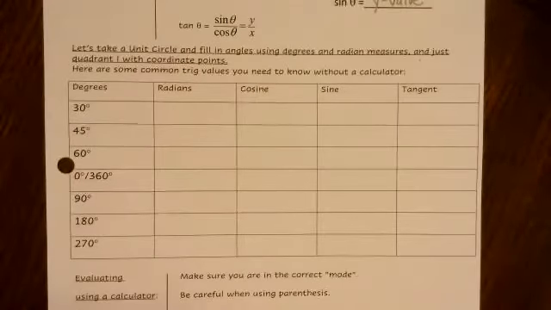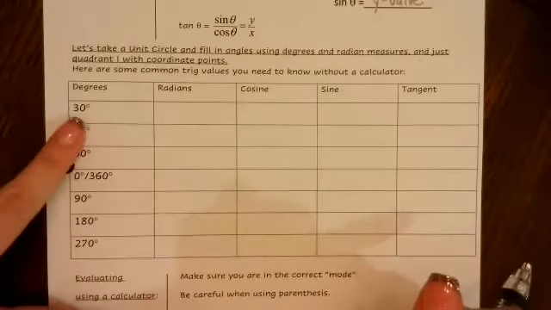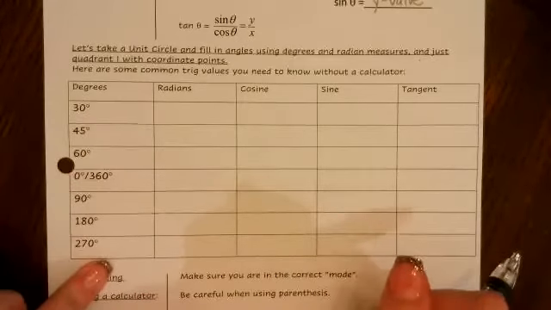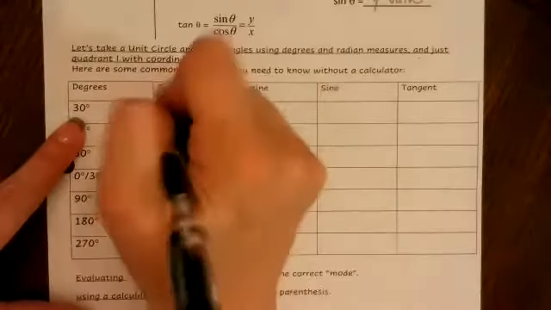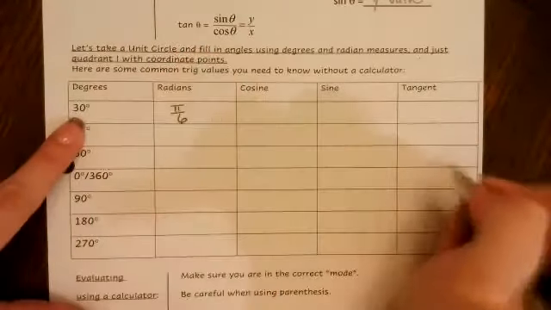All right, so part of your quiz, and where I said we're going to time you, is you filling these out and knowing them really well. So given a chart like this, you should be able to fill it out quickly. 30 degrees we know is pi over 6.